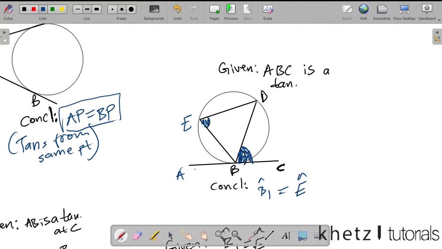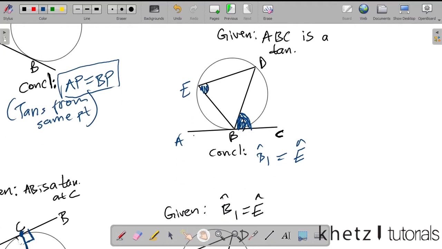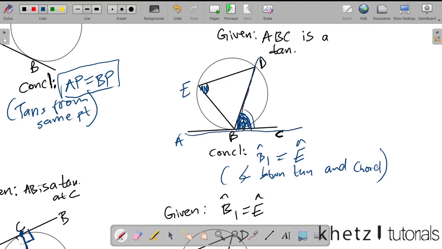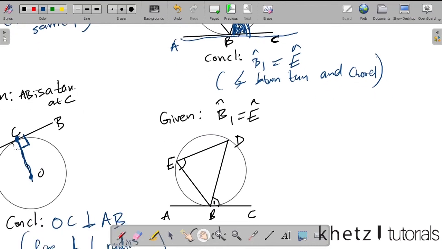And the reason for that is angle between a tangent and chord. Right? So we have a tangent and we have a chord. The angle between the tangent and the chord will be equal to that angle over there. And now we're going to have what we can call a converse, if you like.